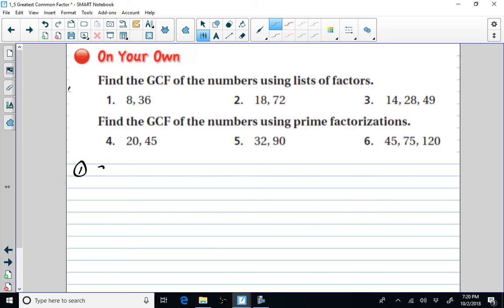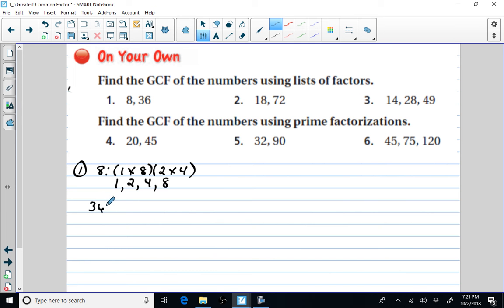Number 1, if I want to find the greatest common factor by listing factors, I start with my factor pairs. 1 times 8 is 8. 2 times 4 is 8. So we have 1, 2, 4, and 8 as my factors of 8.